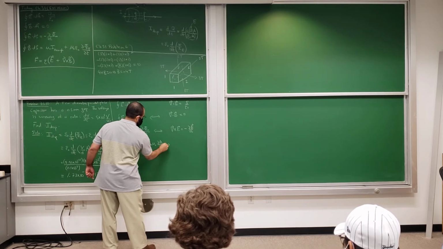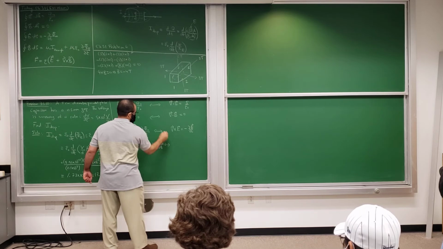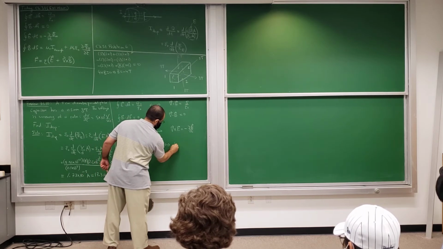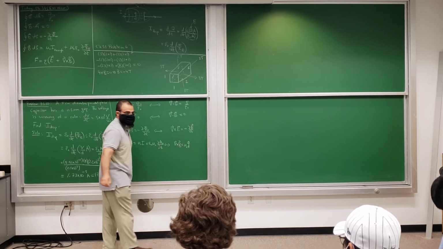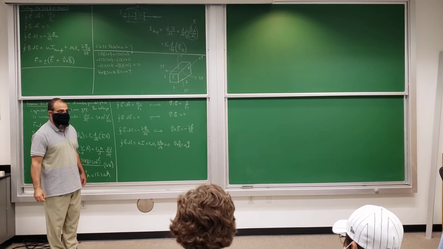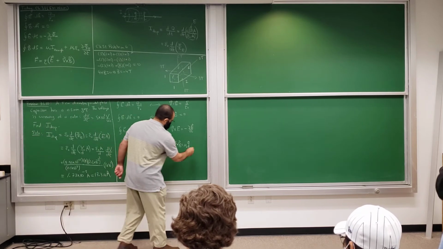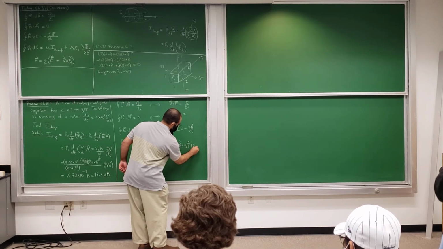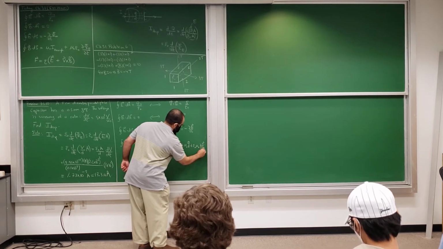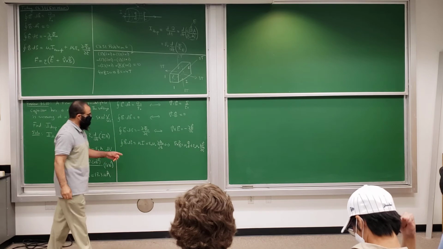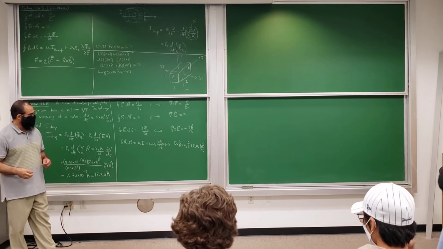For this one, del cross B is equal to mu naught times J, where J is the current density, remember? Current per unit area. Plus epsilon naught mu naught dE/dt. Those are the four equations in the differential form.